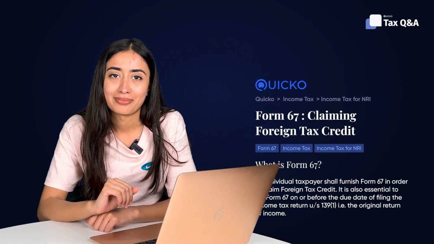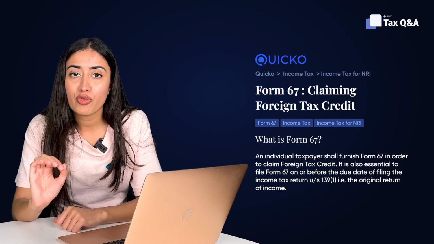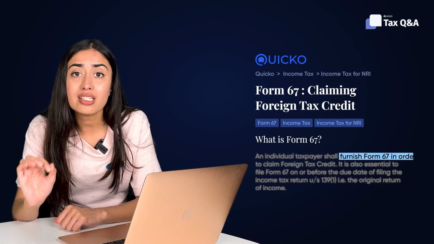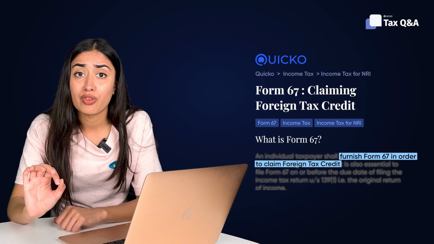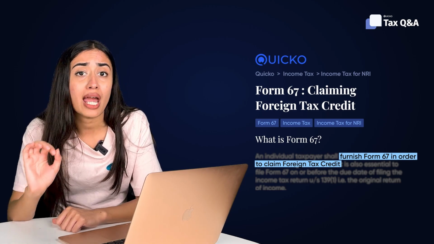For this, check the details in Schedule TR, Tax Relief, in ITR. This section auto-populates the income details from Schedule FSI and will reflect the tax relief that you are eligible to claim. Additionally, don't forget to file Form 67 on the ITD portal before submitting your ITR. Filing Form 67 is mandatory to claim foreign tax credit. Otherwise, your claim might be disallowed. And with that, it's a wrap.